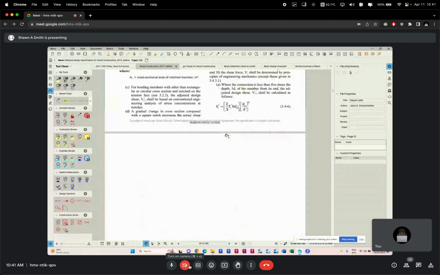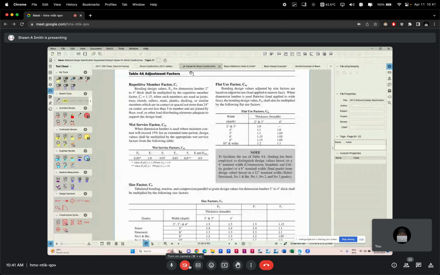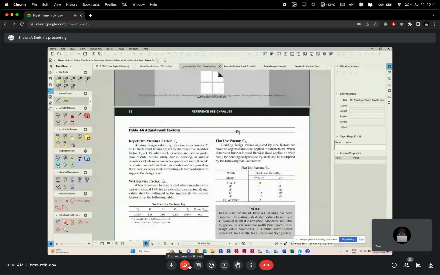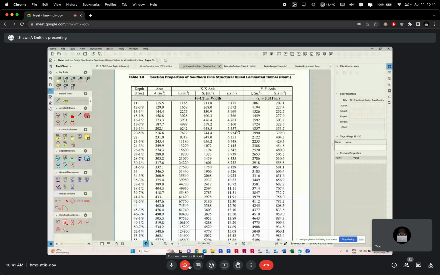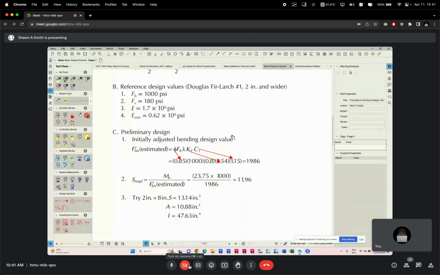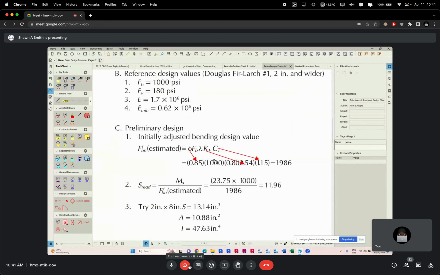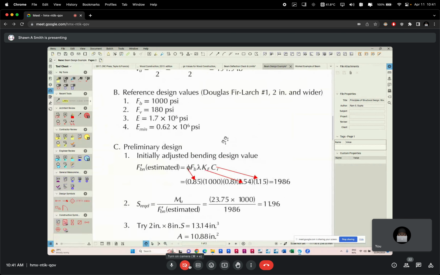Lambda, on a different table. I was hoping that someone could remember quickly what tables those are. But we'll get back to that. Lambda is a time dependent factor, and it depends on the load types.